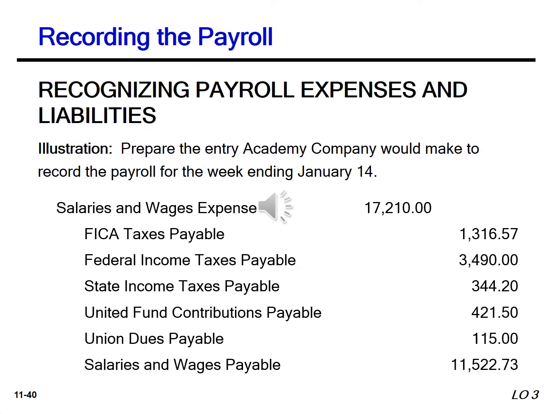Now let's see how we recognize payroll expenses and liabilities and how we record them in our general journal. So this illustration is designed to show you how that is done. It says prepare the entry Academy Company would make to record the payroll for the week ending January 14th. You have salaries and wages expense on the debit side, and then you have all the payable accounts or the liabilities on the credit side. And of course, both debit and credit sides need to equal each other.